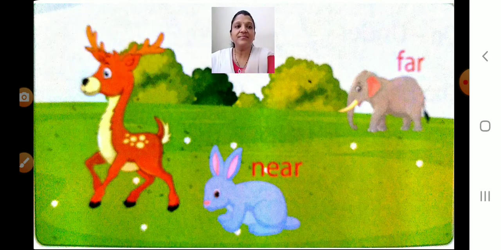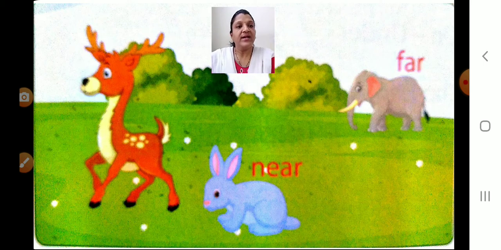Look here. Again here there are three animals: a deer, a rabbit and an elephant. Where is rabbit? Rabbit is near to the deer. And where is elephant? Is elephant near to the deer? No. Elephant is far from deer. Elephant is standing far from deer.